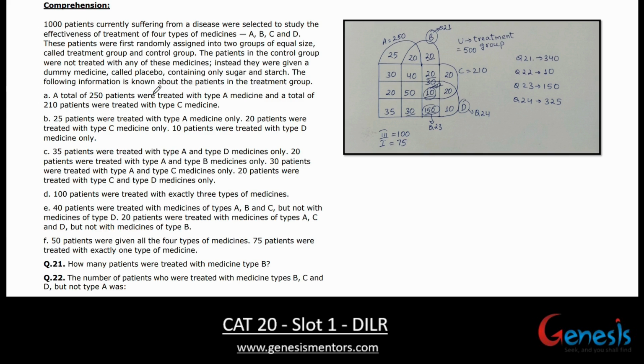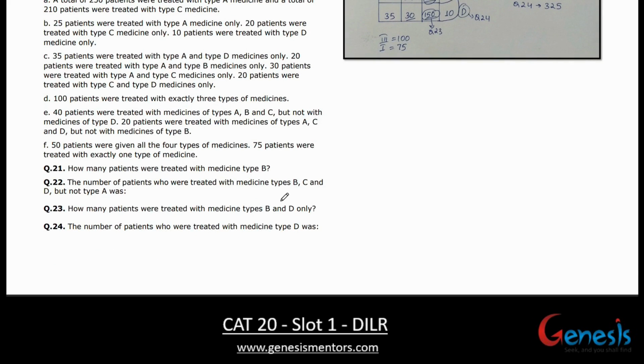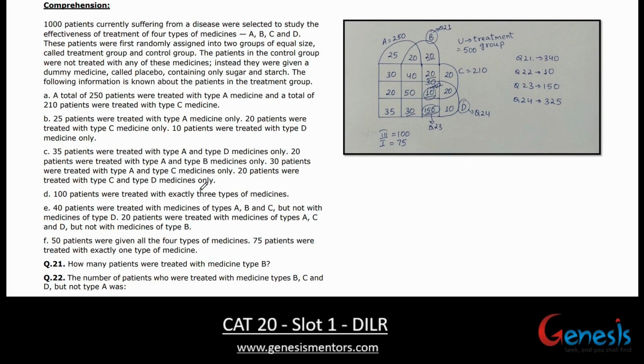The following information is known about the patients in the treatment group. So the information is given for the 500 patients of the treatment group, right? Okay, and all the questions consist of these medicines only, A, B, C, D. So those are questions of the treatment group only, right? So we need not do anything for the control group.